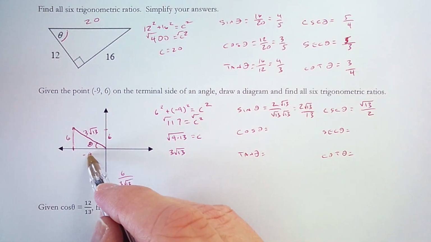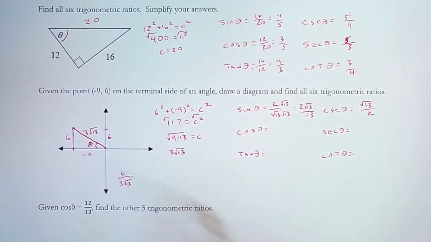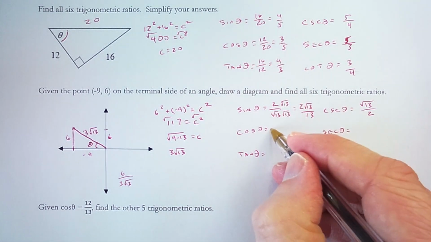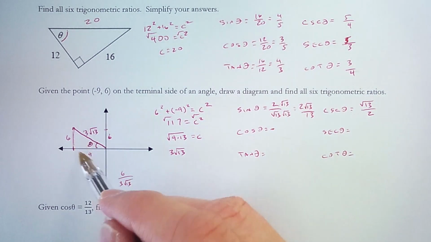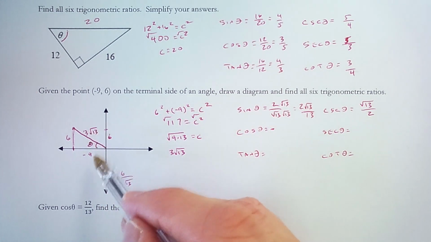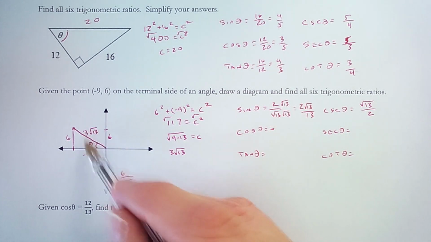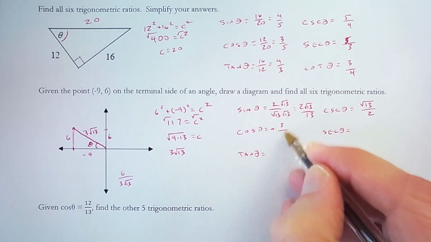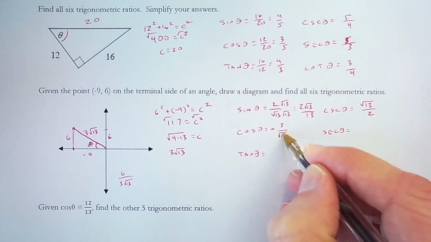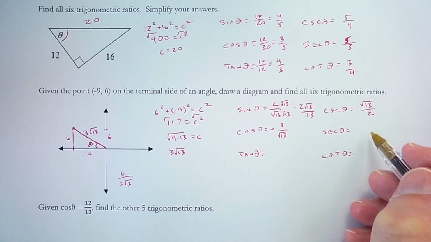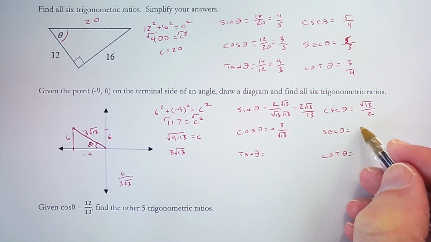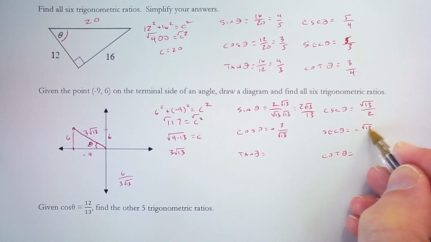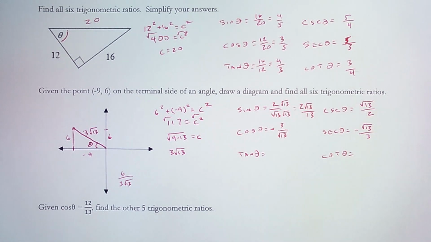Cosine, adjacent over hypotenuse, is negative 9 over 3 times the square root of 13. So I know it's going to be negative. And then it's 9 over 3 times the square root of 13. But I'm going to simplify 9 over 3 right now. 9 over 3 is 3 over 1. So that's 3 over 1 times the square root of 13, which means secant is negative square root of 13 over 3.